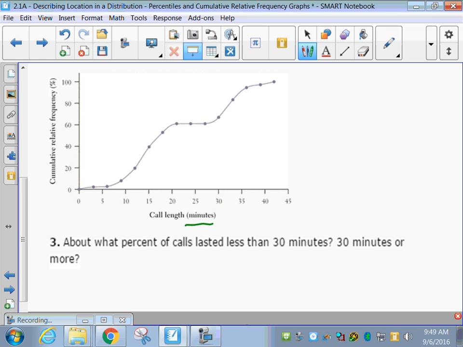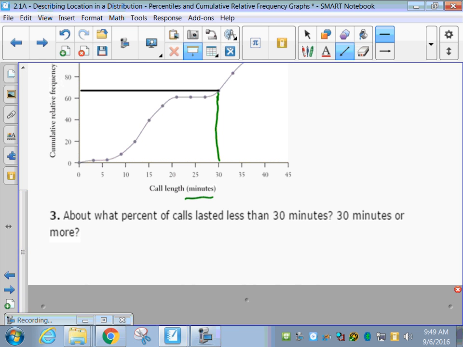You mean 30 minutes, but yes, and go up. Whoa, so hopefully as straight as possible here. And then go left. I should use a straight line. Boom. So the correct answer is about 65% of calls lasted less than 30 minutes. So if 65% of calls lasted less than 30 minutes, what percent of calls lasted longer, you guys? 35%. Okay, good.